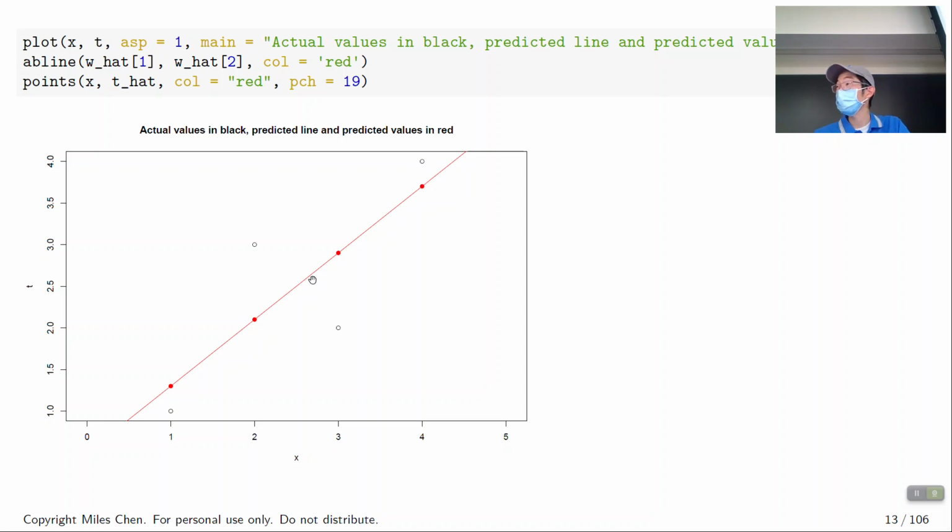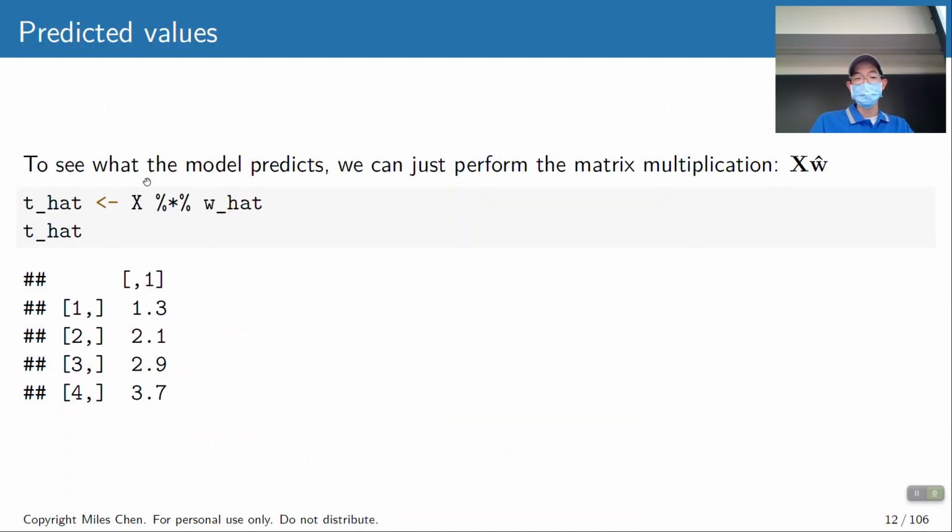Yeah, question? Is there a reason why you use W hat notation instead of Y hat notation? Well, W hat is the estimated intercept and the slope. And here, the predicted values are t hat. So is there a reason why I'm using t rather than y? That's just to follow the textbook's notation, where instead of using y, they use t, t standing for target value.